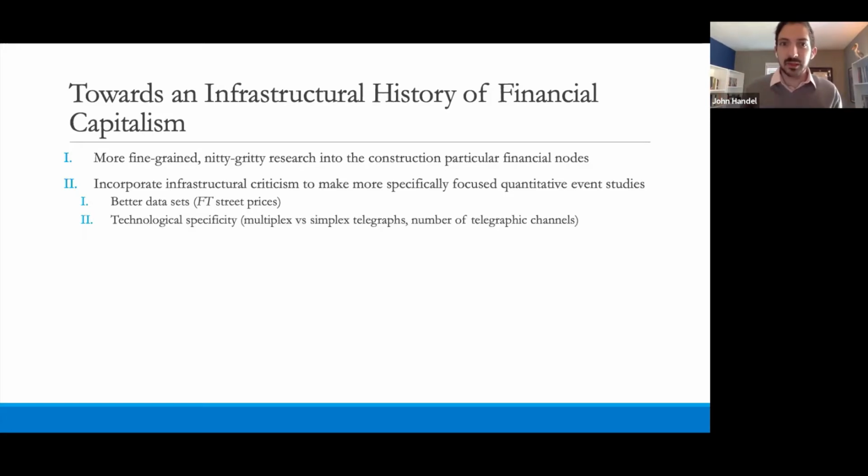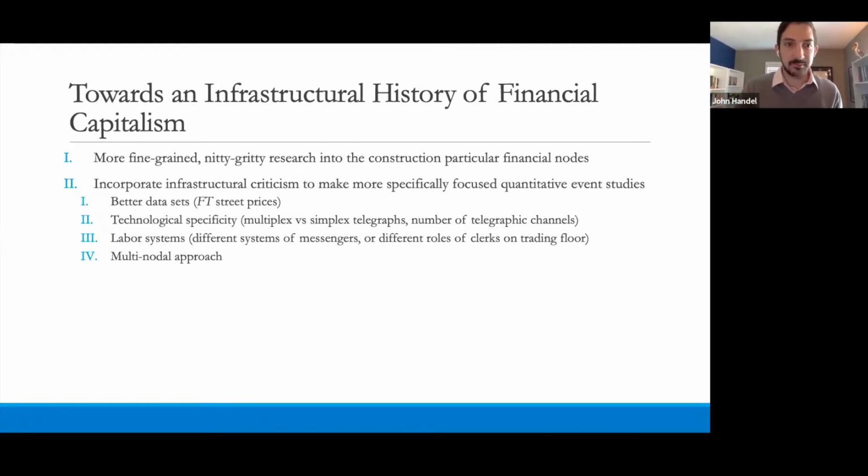I also think we need to drill into the technical specificity of how arbitrage was conducted. Multiplex telegraphs that connected London and Paris were very different than the kind of simplex telegraphs that connected Liverpool and Berlin, let alone the other types of telegraphs that London used to connect with Amsterdam and Brussels. So arbitrage capability was not equally distributed. I already talked about the different labor systems that underpin these financial structures, and we also need a more multinodal approach, really thinking about different financial markets' role in shaping the system.